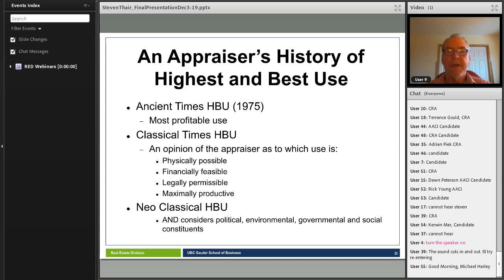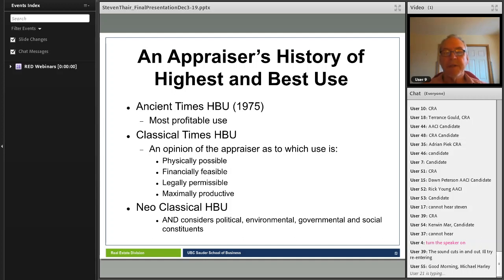There weren't many considerations given to anything other. It had to be legal and it had to be physically possible, but essentially highest and best use meant the most profitable use. And then we got a more sophisticated, detailed explanation. This is the second one on the slide there, where the four factors were clearly articulated, physically possible, and so on and so on. You guys know all this stuff. I'm not going to get into it.